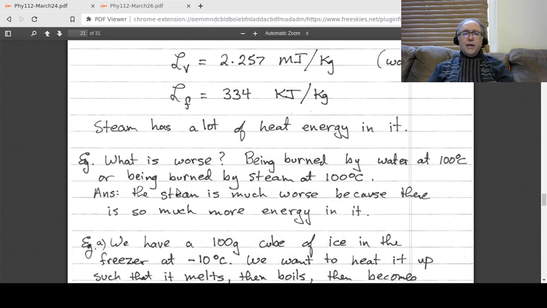Okay, if you're wondering where that energy is, this latent heat of vaporization, where is it? Well, just think at the microscopic level what's going on.